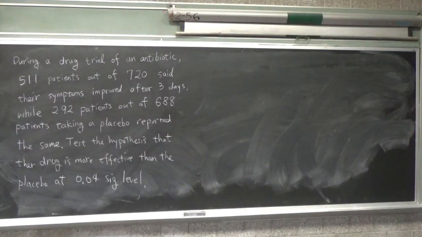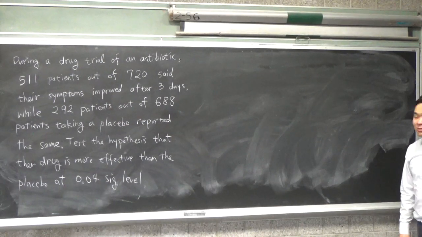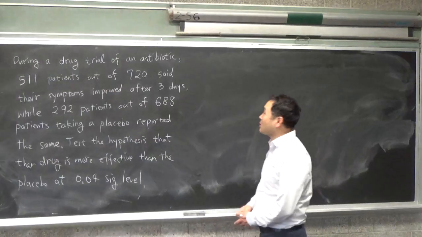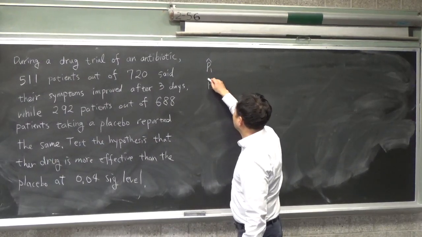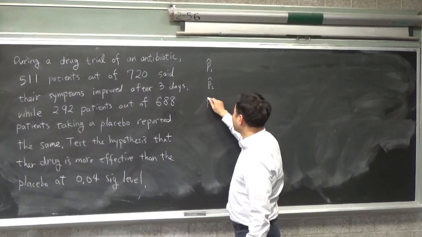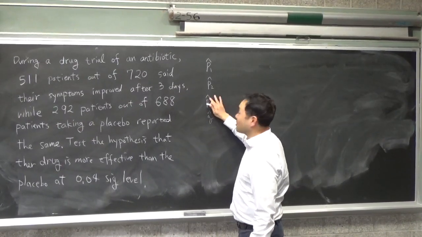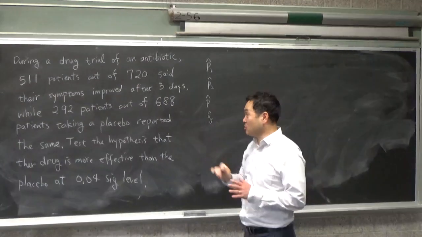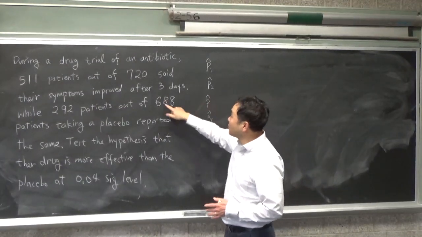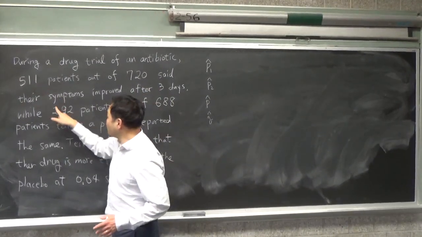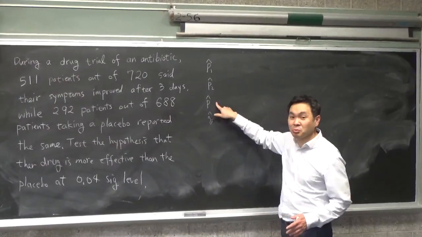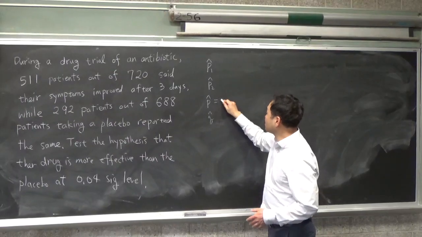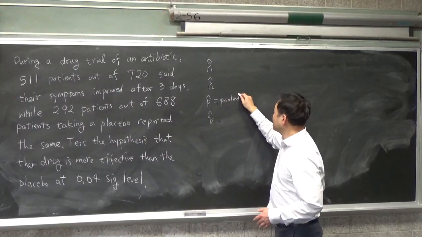All right, so try this. Because this is a hypothesis test, definitely you have to calculate P1 and P2. But you also have to calculate P hat and Q hat, and these values are pooled values. Okay, so to get P hat, you have to add these two over these two. That's your P hat, the pooled proportion.